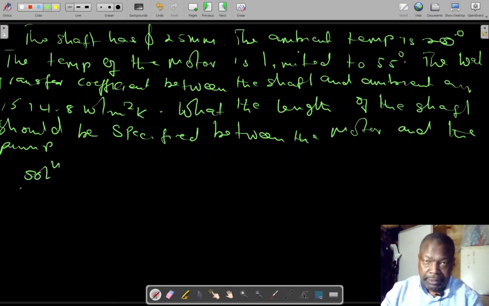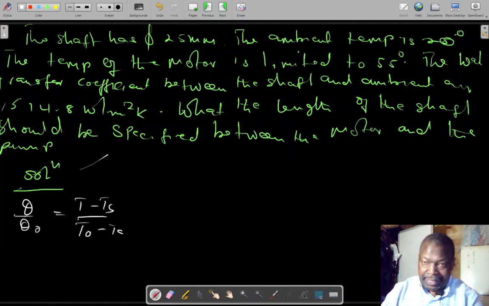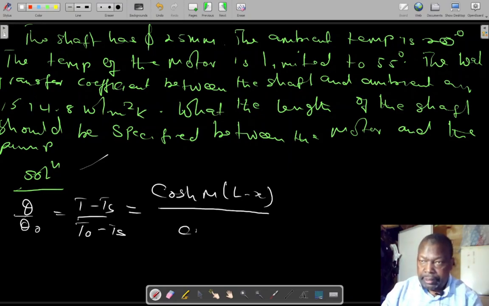The solution is now theta over theta naught, T minus Ts over T naught minus Ts, because we will assume the shaft to be a fin with an insulated end, divided by cosh of mL.